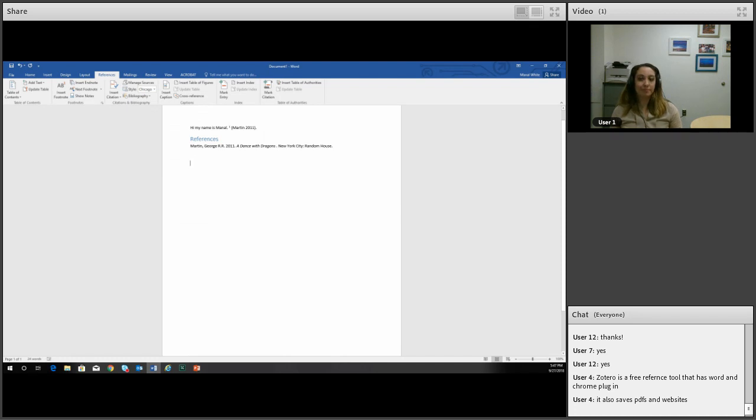It's really helpful if you're using Word to write your paper. But again, Zotero has a Word plugin, and it saves all the websites and stuff for you, so you don't have to manually put it in through Manage Sources. So that would be very helpful as well.